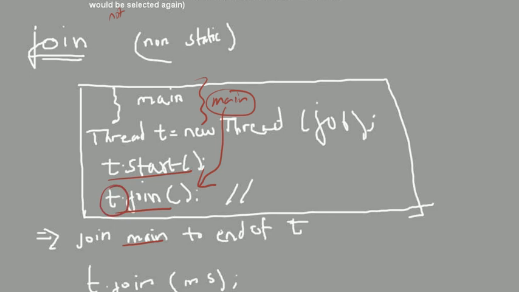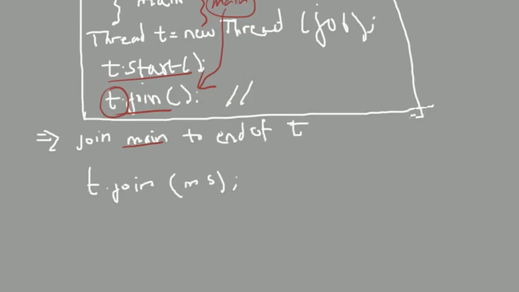Another variant of join is t.join(x) with milliseconds. So the main thread would wait for x milliseconds for the completion of t, so that it could join at the end of t. But if t doesn't finish its execution within x milliseconds, then main would just ignore this and start executing its own code.